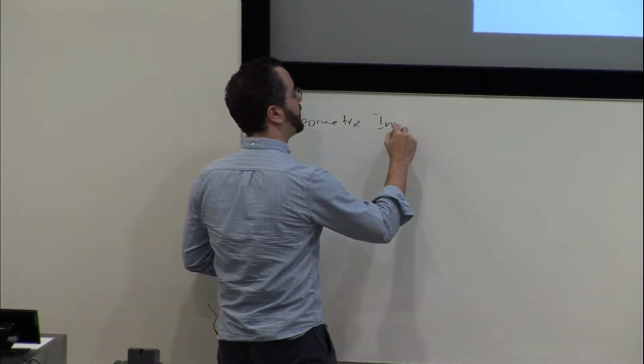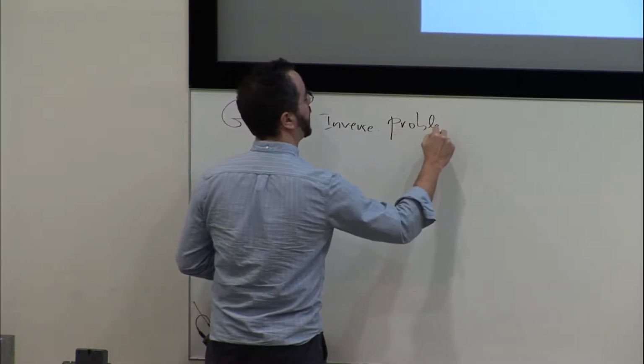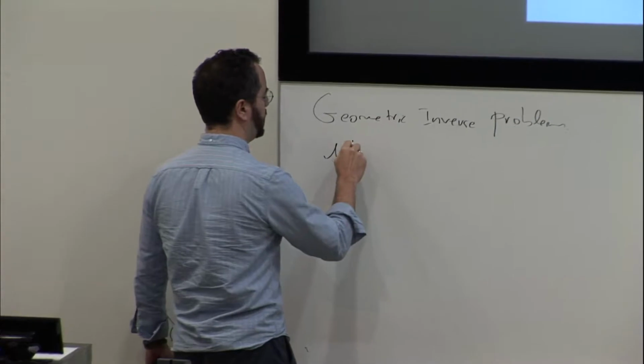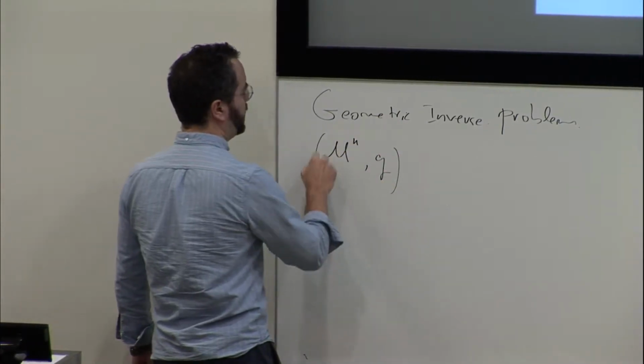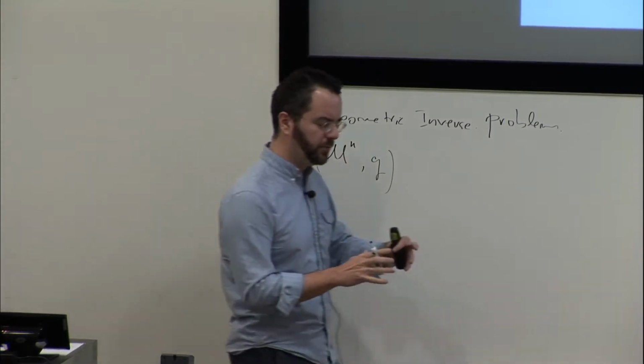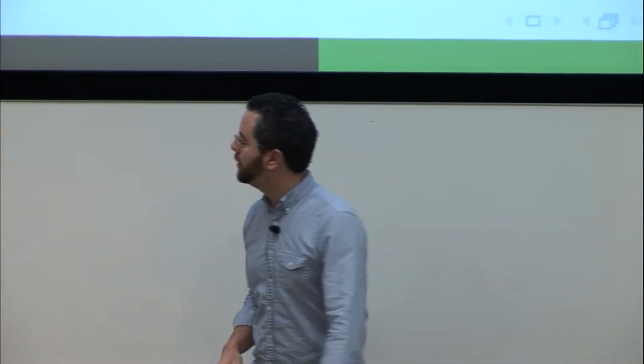Okay, in geometric inverse problems, the objects of study are Riemannian manifolds of some dimension m. If you're not too familiar with geometry, you can always think I'm dealing with a topological ball or a domain in R3, let's say, or in R3 and R2. And it comes equipped with a metric.